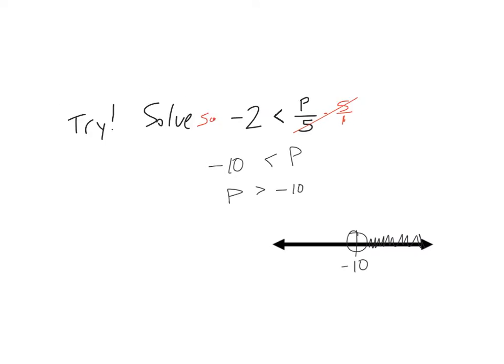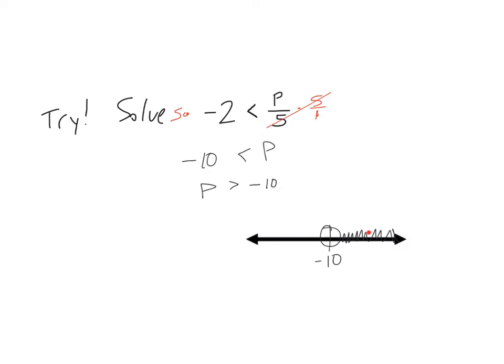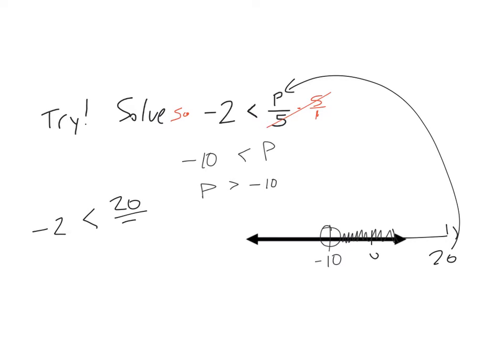So what would be over here? Well, negative 9, negative 8, negative 7. What about 20? 20 is going to be way over there, positive 20, if that's 0 right there. If I plug in 20, I should get a true statement. Negative 2 is less than 20 over 5, or it should be. What's 20 over 5? That's 4. Is negative 2 less than 4? Yeah, that works out, so we proved it.